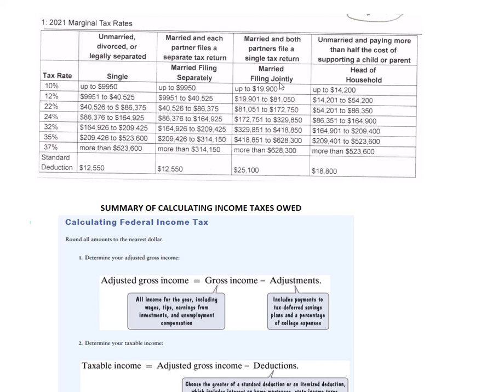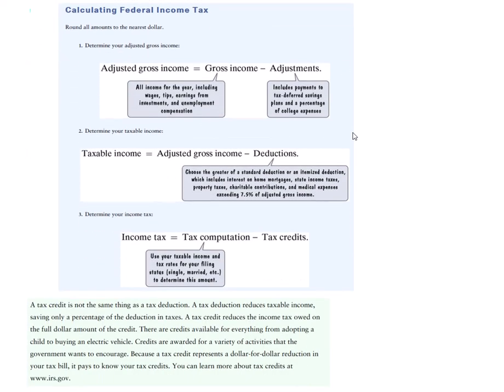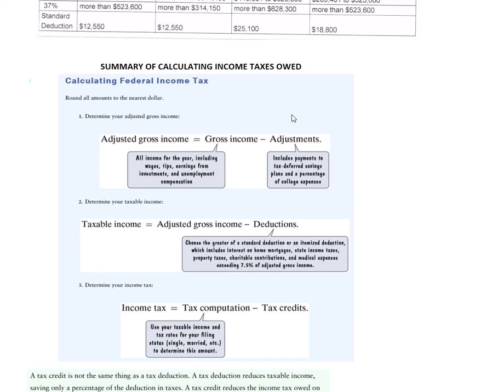If you're married filing jointly, it is very different. These ranges are much greater, and your standard deduction goes up to $25,000. If you are unmarried and paying more than half the cost of supporting a child or a parent, you can be considered head of household, and these numbers are different, and your standard deduction is different. Here is a summary. This is something that might be useful to print.